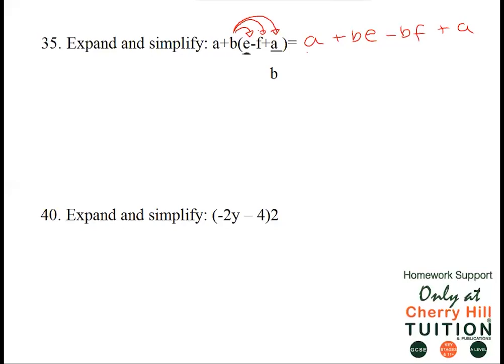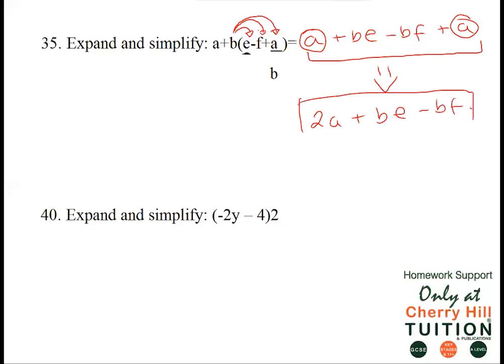So this is our answer. We can simplify this further by collecting the like terms. We have a and another a, so we can simplify this to 2a plus b minus bf. And this is your answer.